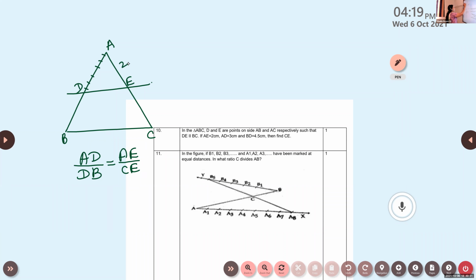AE is given as 2, AD is 3, BD is 4.5. Find CE. So we can mark the measurements. 3 by 4.5 is equal to 2 by X. Calculate and give the answer. Then we can cross multiply, no? Yes, you can cross multiply and you can find the answer.